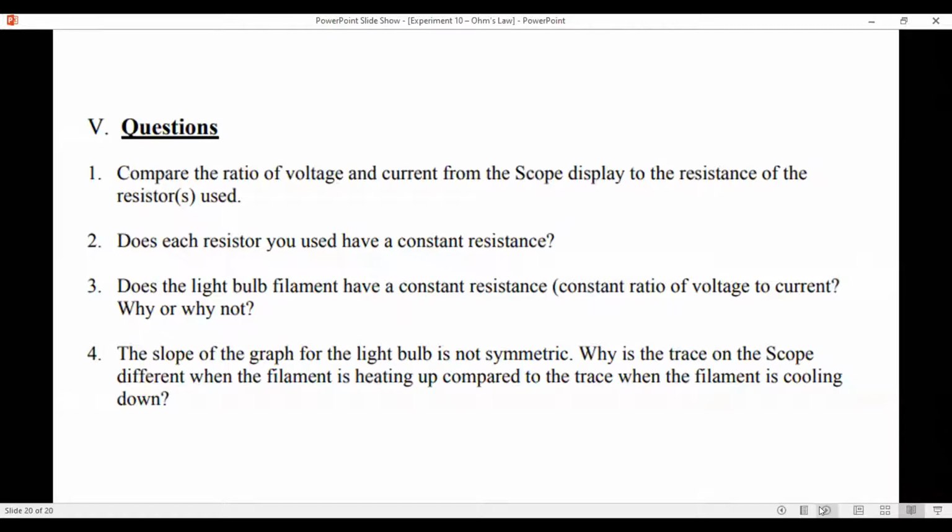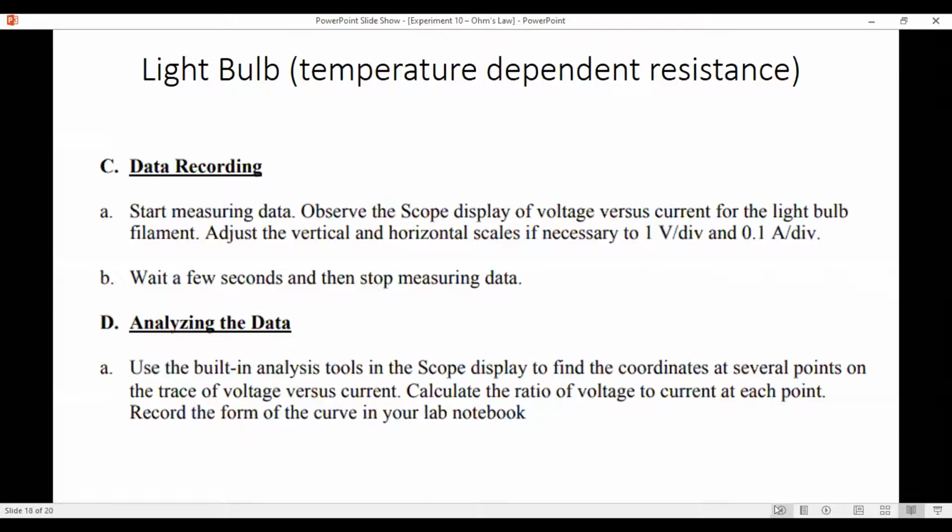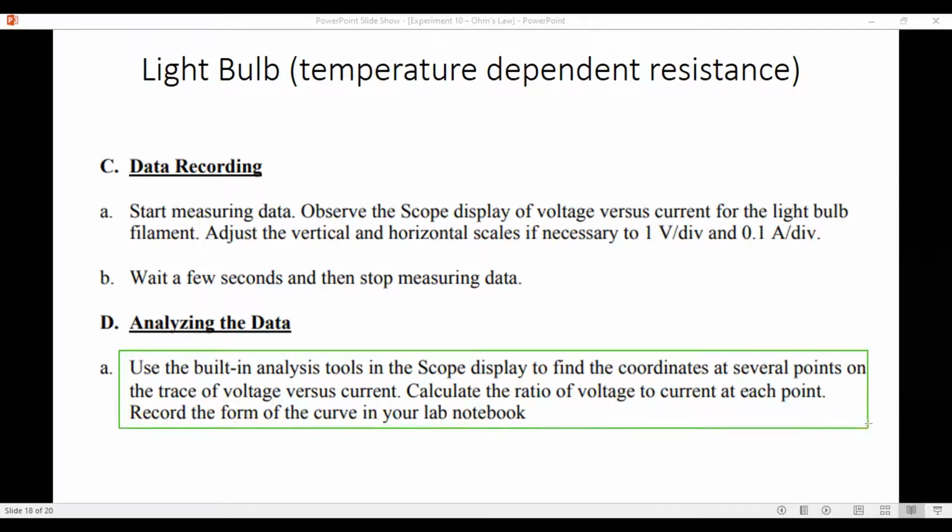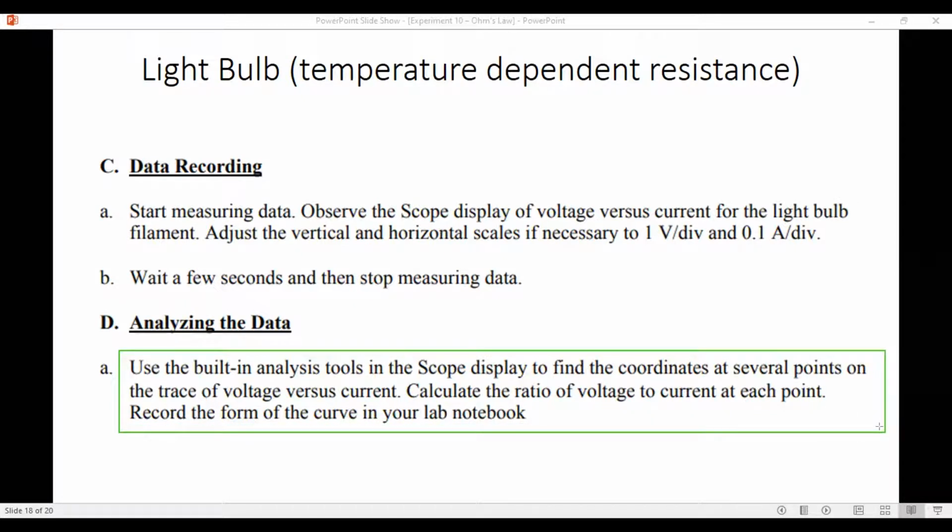Questions? Let's actually step back. Once again, here are the instructions, and we're going to just modify them a little bit. Start measuring the data, observe the scope display versus light bulb, wait a few seconds and stop measuring. Use the built-in analysis tool of the display to find the coordinates of several points on the trace of the voltage versus current. Calculate the ratio of voltage versus current at each point. Record the form of the curve in your lab notebook.